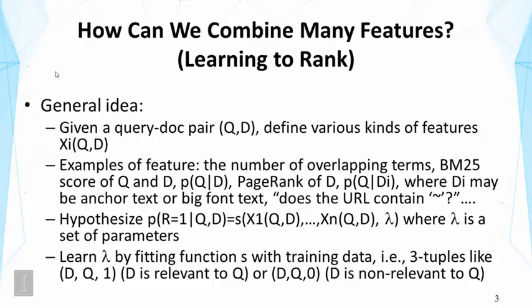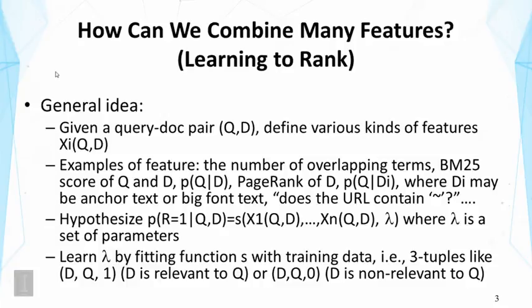We can even include a feature such as whether the URL has a tilde, because this might be an indicator of a home page or entry page. So all these features can then be combined together to generate a ranking function. The question is, of course, how can we combine them?